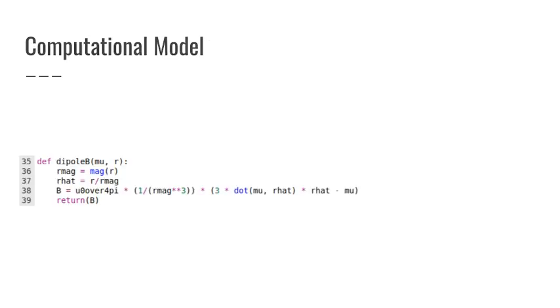Next, I began working on the code. The first thing to do was to create a function dipole B to calculate the magnetic field strength at a location given a magnet's magnetic dipole moment and an observation location.